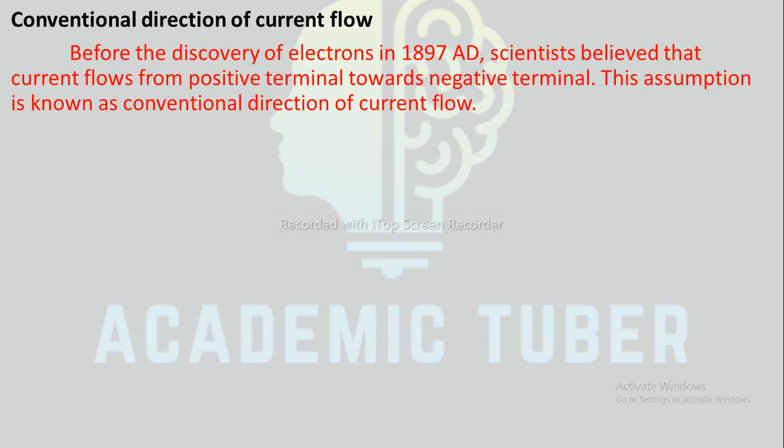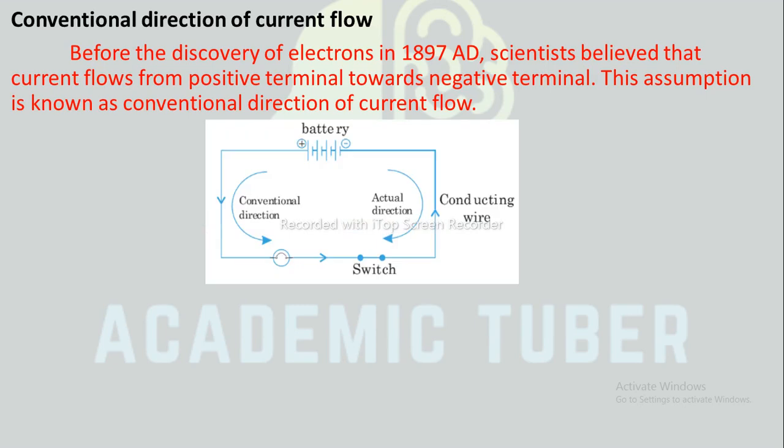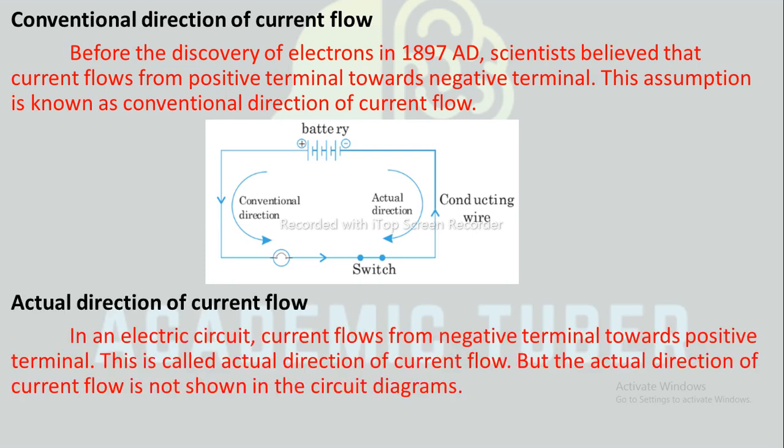Conventional direction of current flow. Before the discovery of electrons in 1897 AD, scientists believed that current flows from positive terminal towards negative terminal. This assumption is known as the conventional direction of current flow. So here is a diagram showing conventional direction and the actual direction. In conventional direction, current flows from positive towards negative, and in actual direction current flows from negative towards the positive.